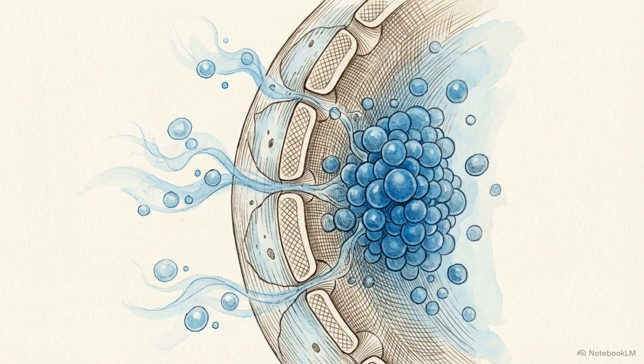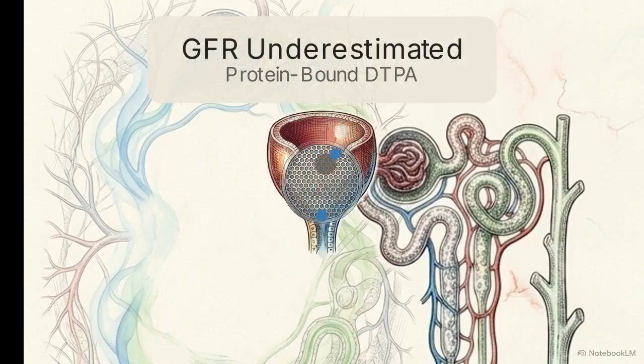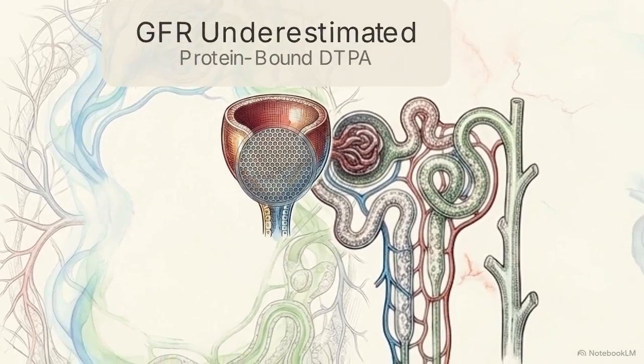There is a technical caveat. About 5% of DTPA binds to proteins in the blood. Because these bound particles are too large to pass the filter, relying on DTPA slightly underestimates the true GFR.